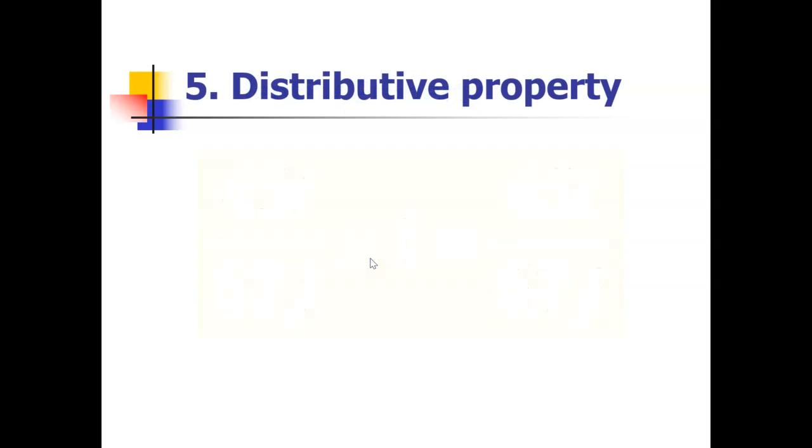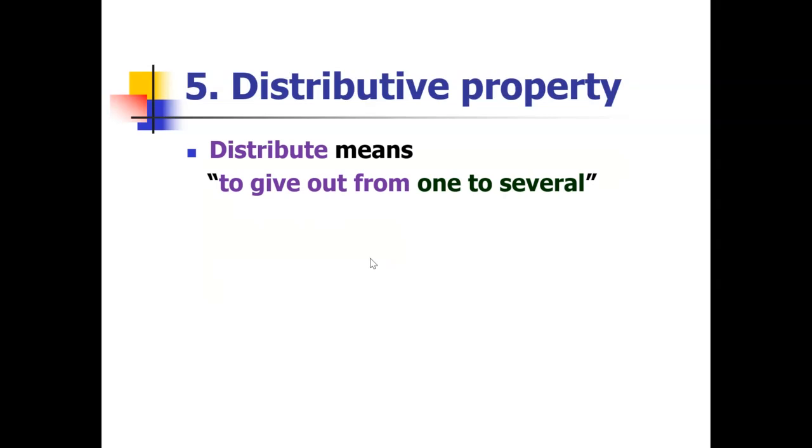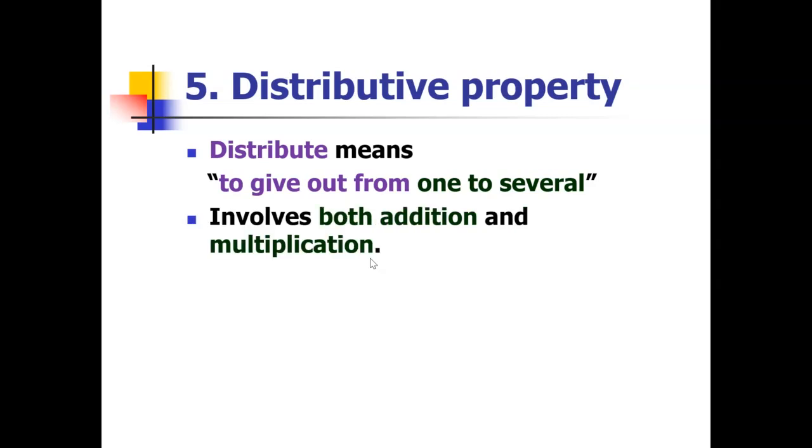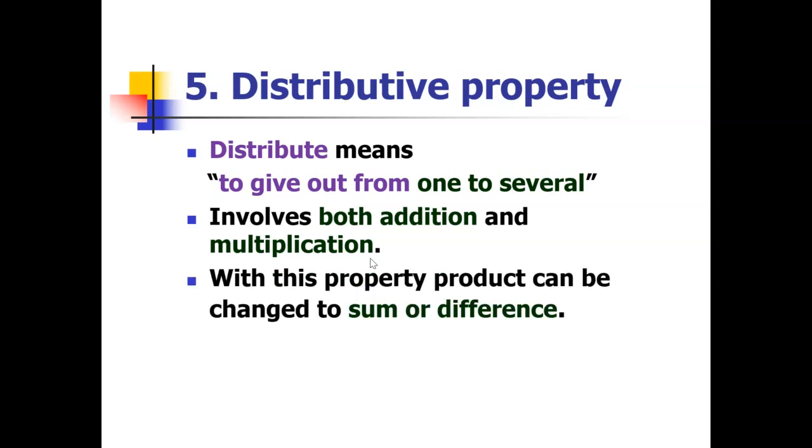I guess now you're ready for the distributive property. Distribute means to give out from one to several. We are distributing. It involves both the addition and multiplication. With this property, the product can be changed to a sum or a difference.